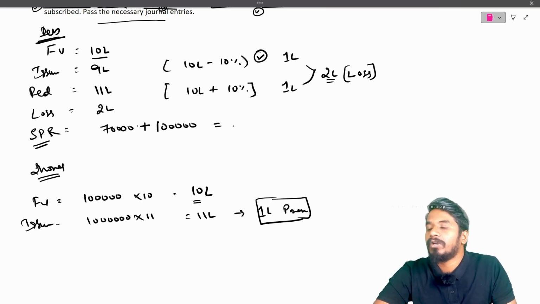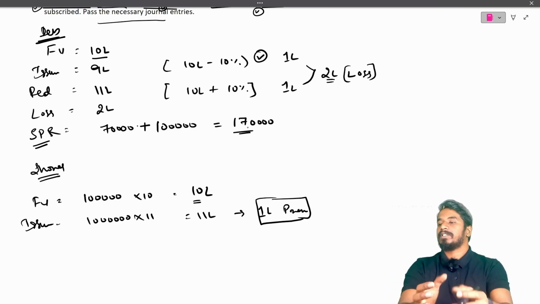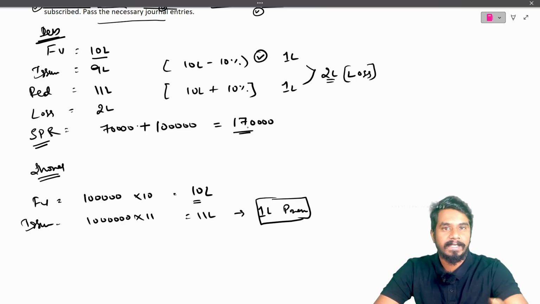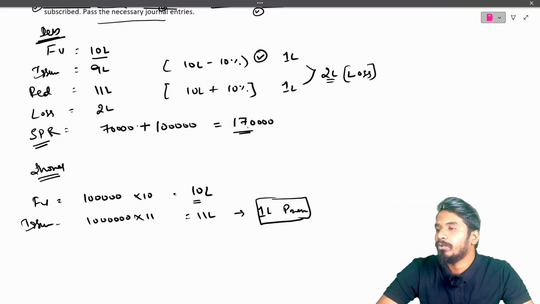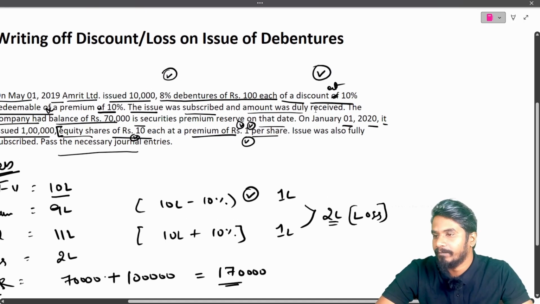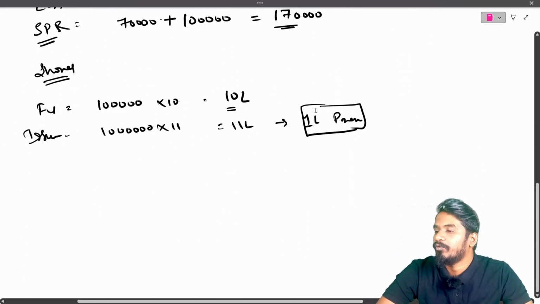So total security premium reserve is 1 lakh 70,000, right? So this much, did you understand? Yes. Shall I move to the journal entries? So let us see. If you have any doubts, please ask in the comments. Right, let us solve with the journal entries, move forward.